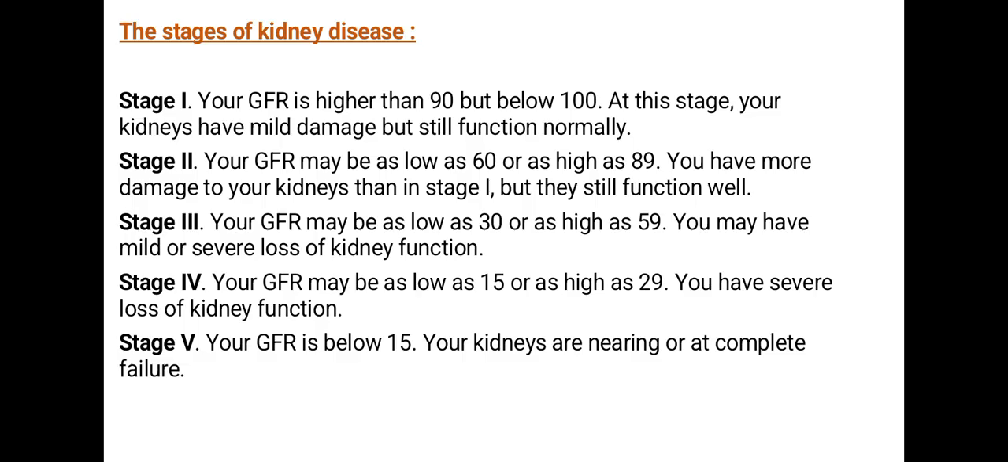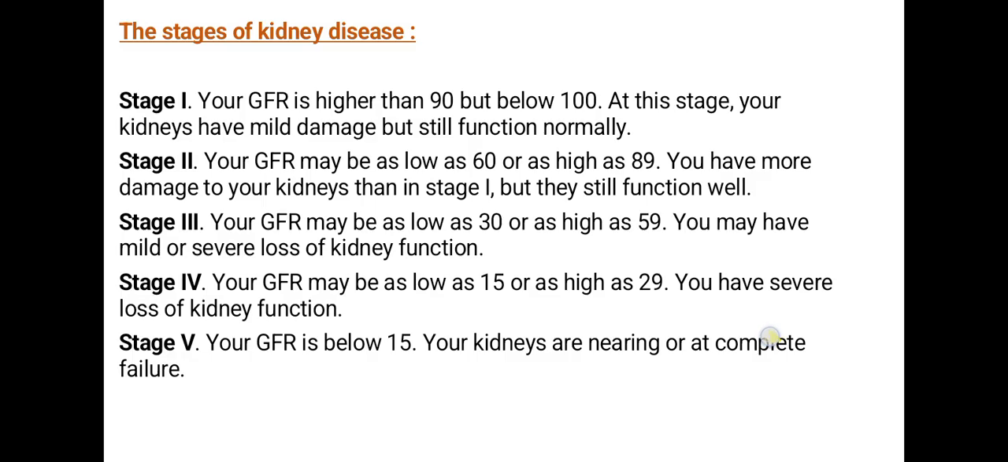Stage 1. Your glomerular filtration rate is higher than 90 but below 100. At this stage, your kidneys have mild damage but still function normally. Stage 2. Your glomerular filtration rate may be as low as 60 or as high as 89. You have more damage to your kidneys than in stage 1, but they still function well.